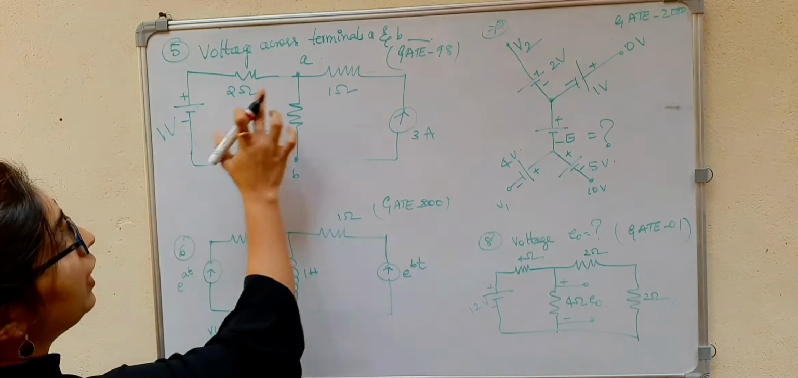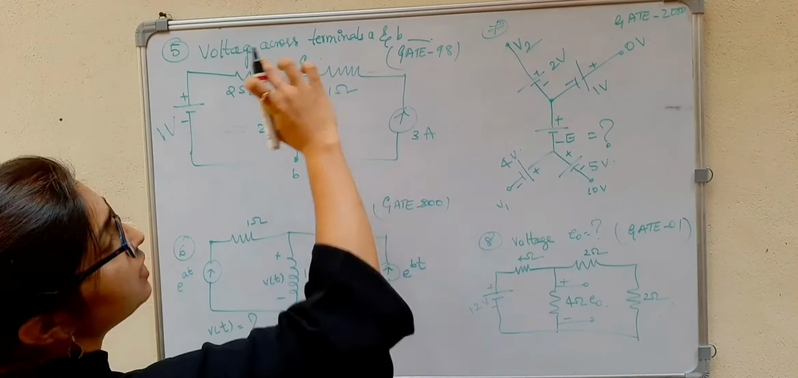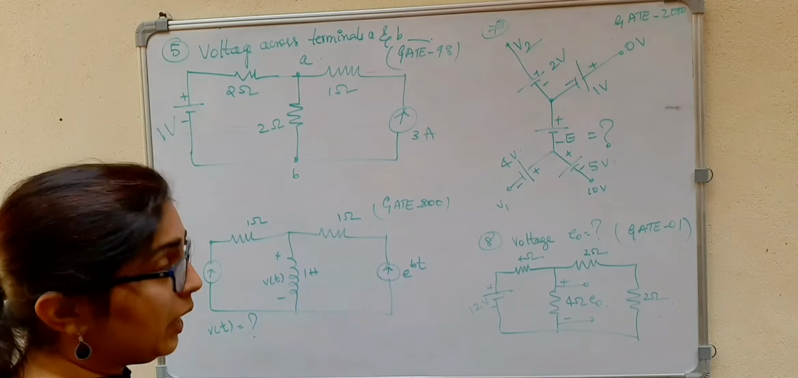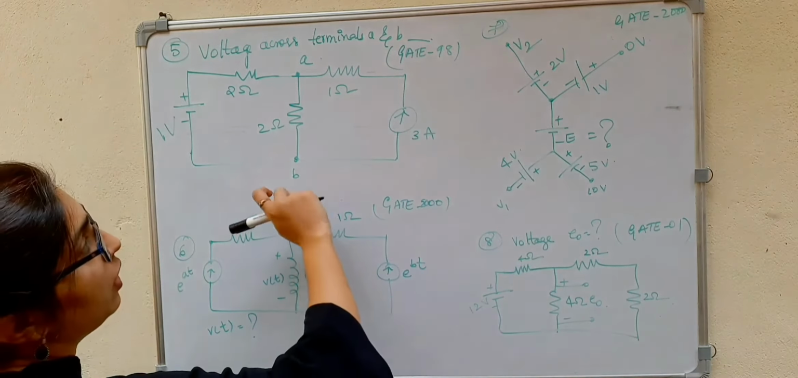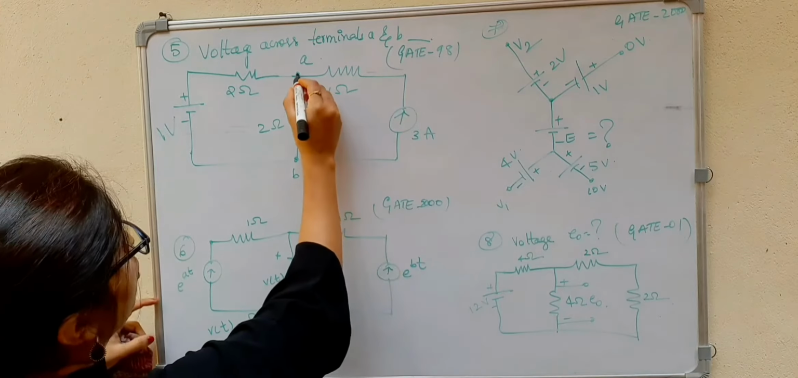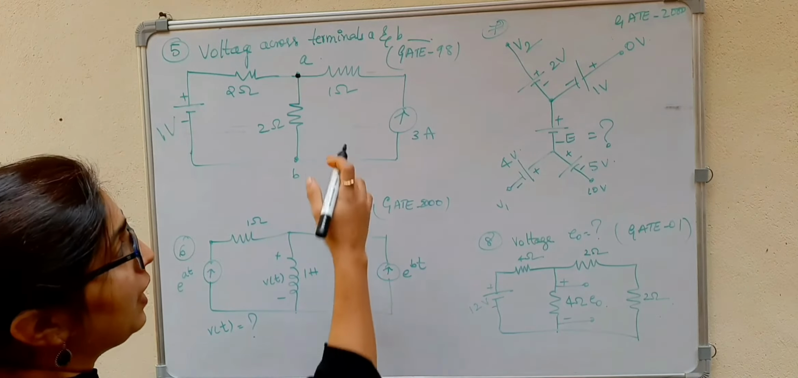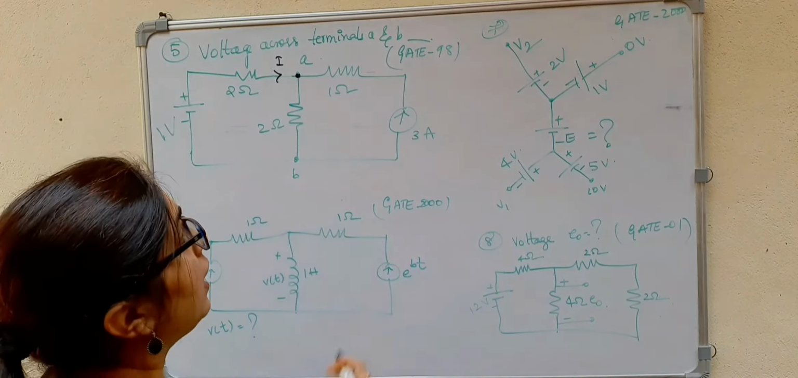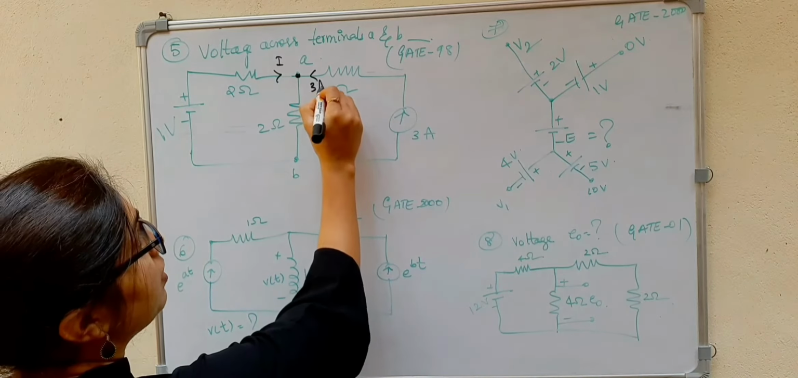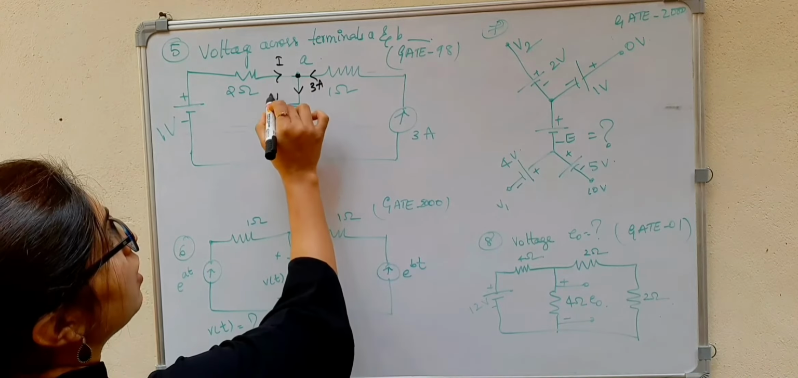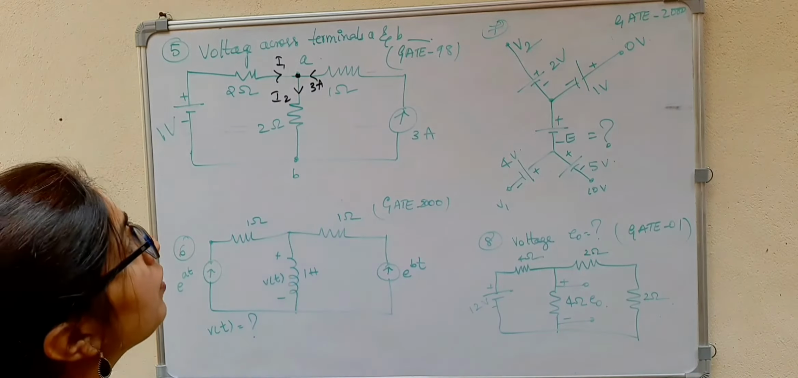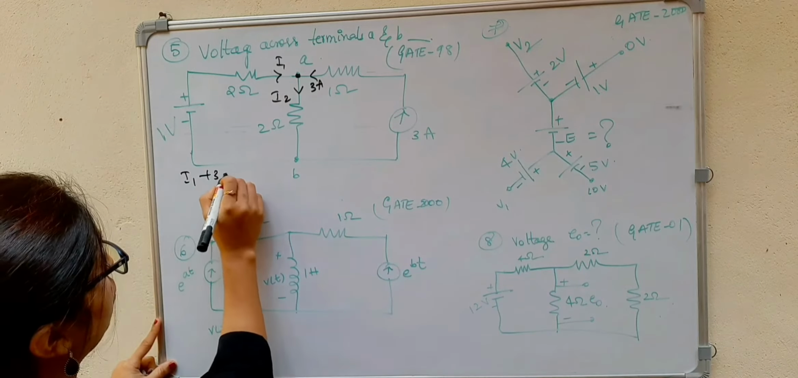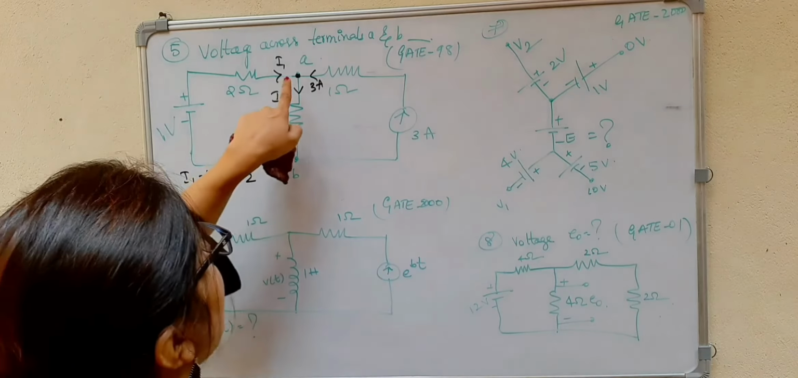You have to find the voltage across the terminals A and B. What we can do is apply the KCL at this particular point. Here, if I consider this as incoming current, we have 3 amperes, and I will consider this one as I2 and this one as I1. So I1 plus 3 should be equal to I2. What is the value of I1?